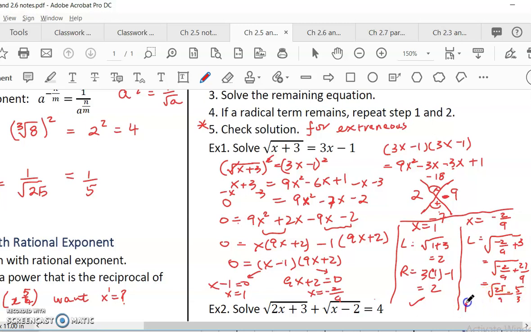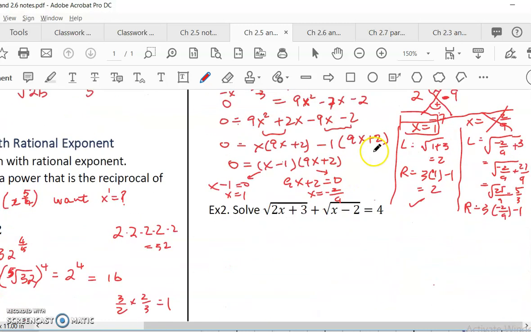But on the right hand side, do I have 5 over 3? You don't. It is 3 times negative 2 over 9 minus 1. It is a negative number, right? So it is not right. So this is not a solution. The only one is x equals 1. So make sure you always check your answer.